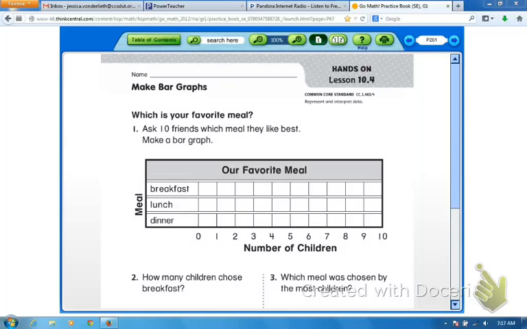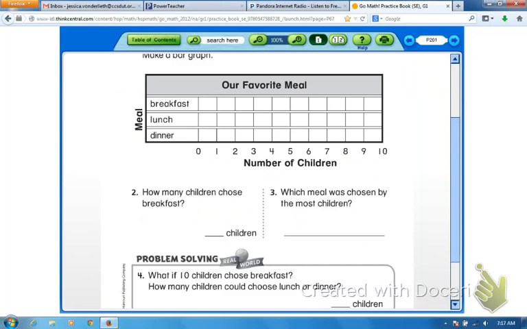So we did this partway in class. They got to ask 10 of their friends in class which meal they liked best, breakfast, lunch, or dinner. So they should already have the bar graph filled out. All they have to do is be able to answer the questions.